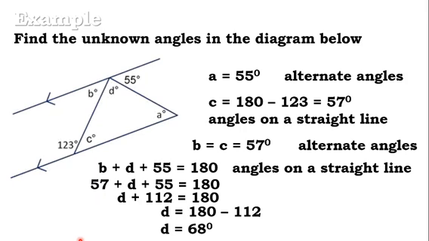You also, of course, watch out for angles on a straight line. You also watch out for angles at a point, and you watch out for the alternate angles. Vertically opposite angles, which will be formed when there is a giant X. Okay, so basically that's how to answer these questions.